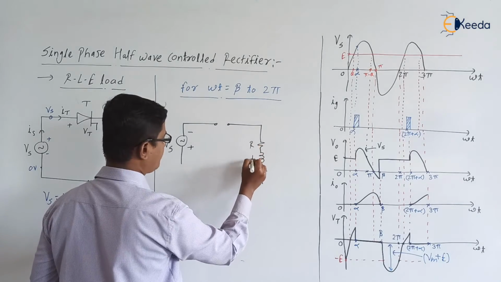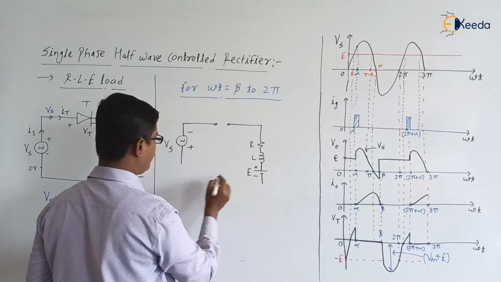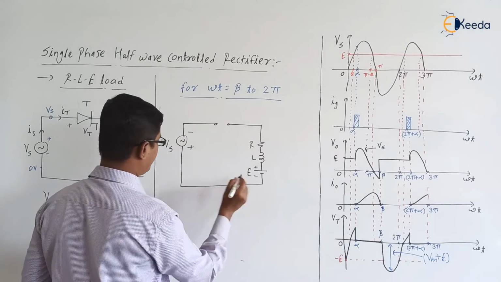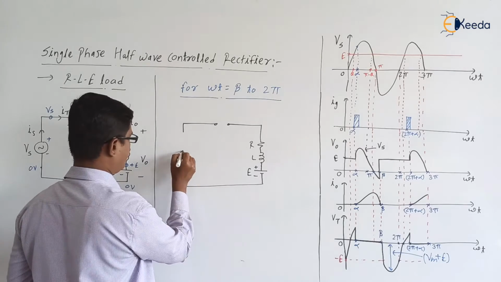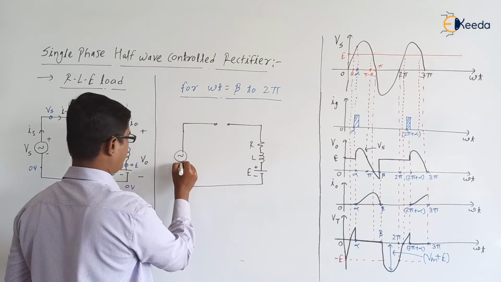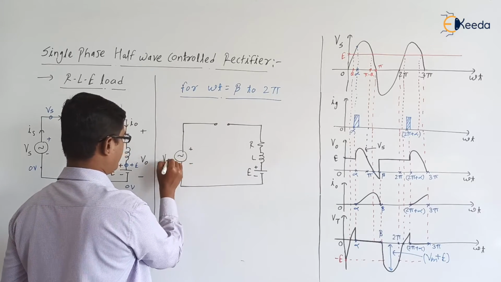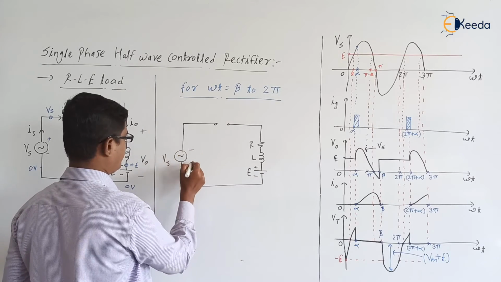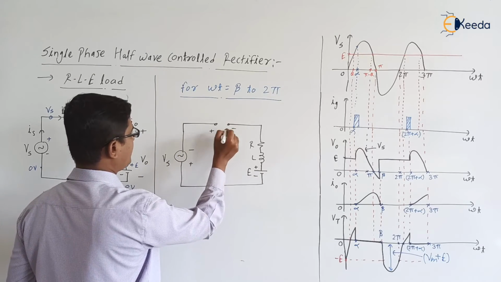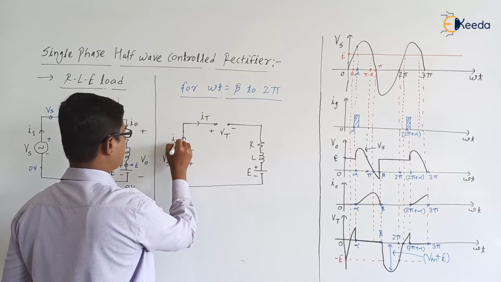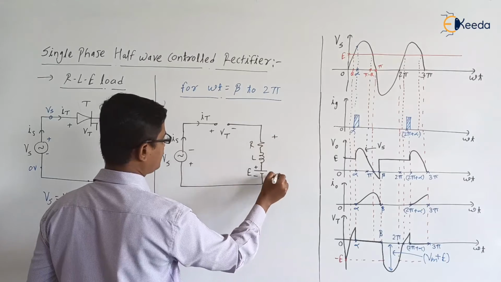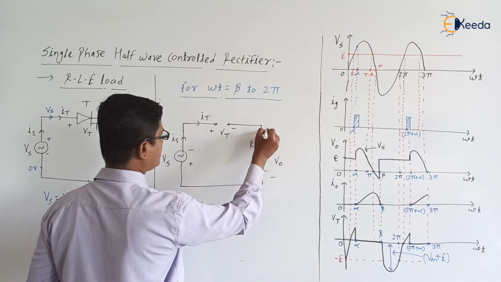This is R, L, and here it is E. This is Vt, It, Is, RLE. This one is V0, and here it is I0.